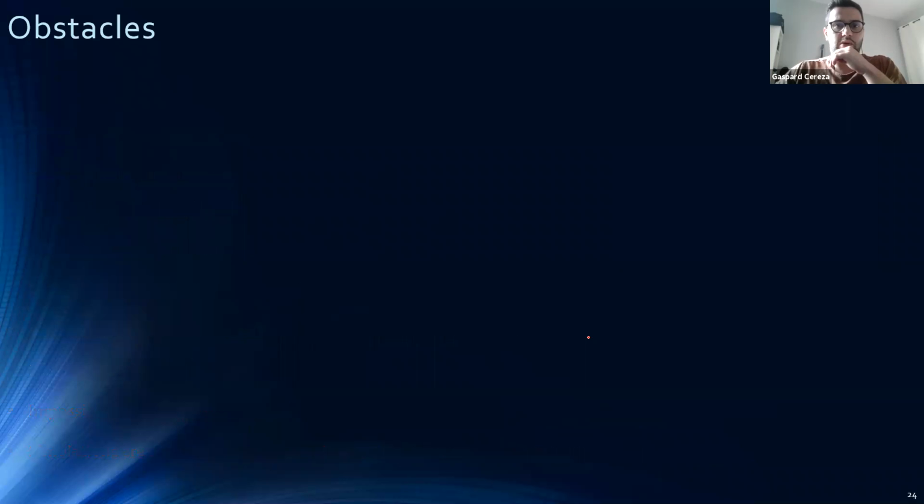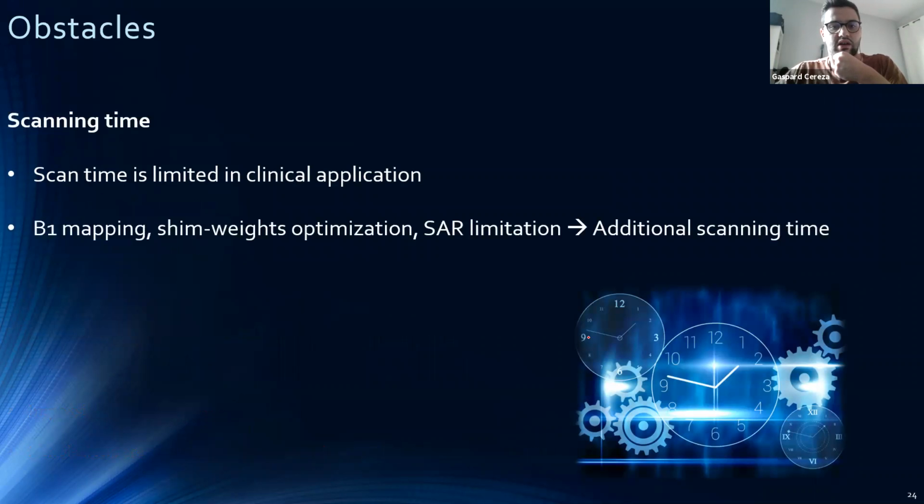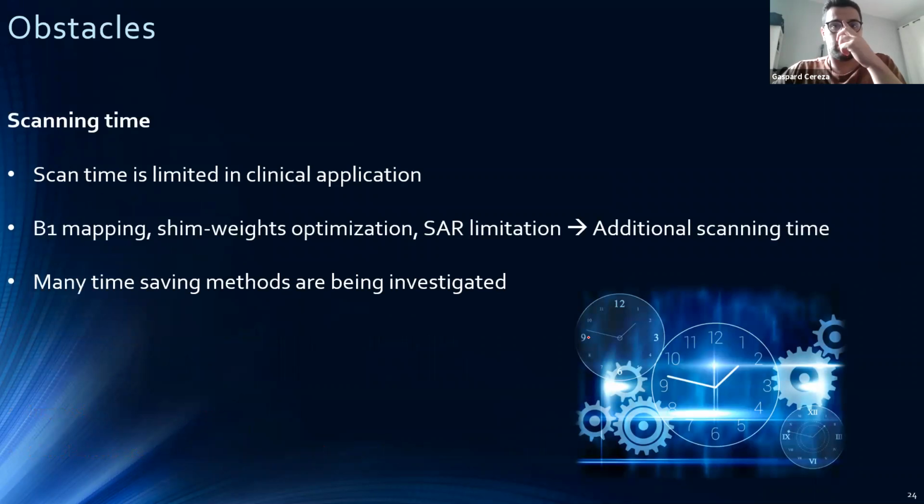And another obstacle, which is a little bit related, is the scanning time, because the scanning time is limited during clinical applications. So doing the B1 mapping, the optimization of the shim weights, the pulse design with the SAR limitations, it's an additional scanning time that can be up to 15 minutes right now in 7T applications. So one of the main research interests right now is directed toward time-saving methods. So I will present some of them here.